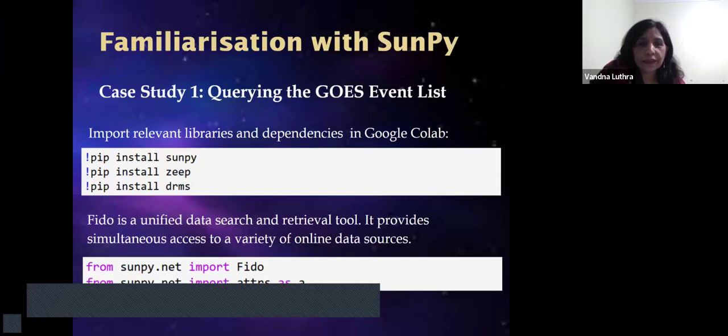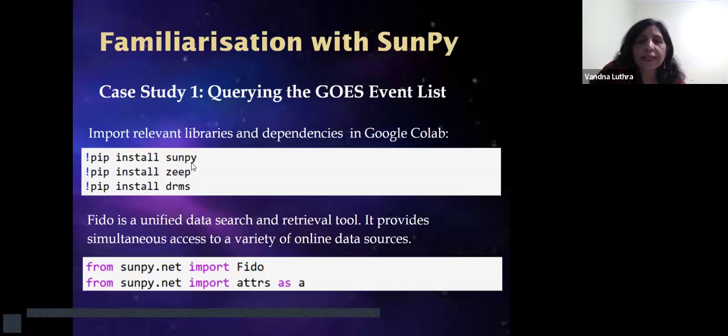So the first thing is that we will be installing the required libraries and the dependencies in the Google Colab. Here the exclamation mark is used; when you are running it locally, it can run on the terminal. So: exclamation mark pip install sunpy, again exclamation mark pip install zeep, and exclamation mark pip install drms. Please write these three in the Google Colab.